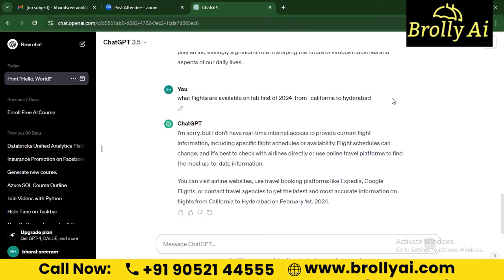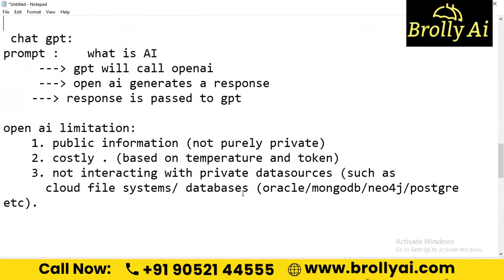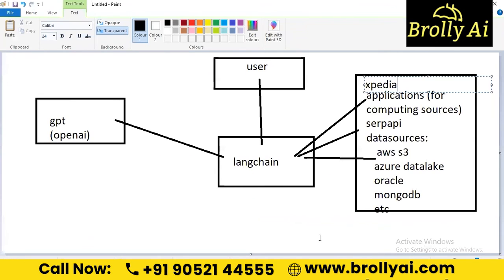Even though ChatGPT, Google Bot, such kind of applications are already there, why do you need generative AI developers? Got it? So now here, that means you want to build your own custom applications, custom kind of GPT applications, not public GPTs. You want to develop your custom GPT applications, which can be interacting with your private data sources also, with the third-party APIs like SERP API, Expedia also, some additional computing sources also. Understand? So this LangChain is supporting all these things.